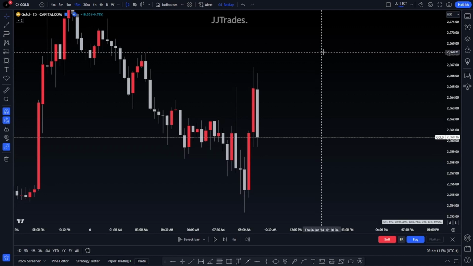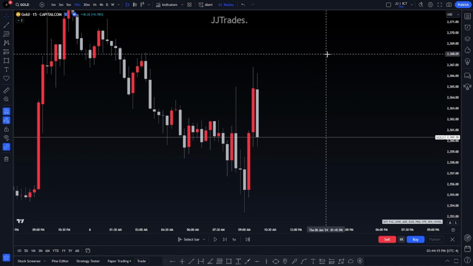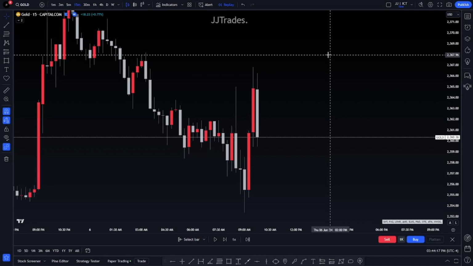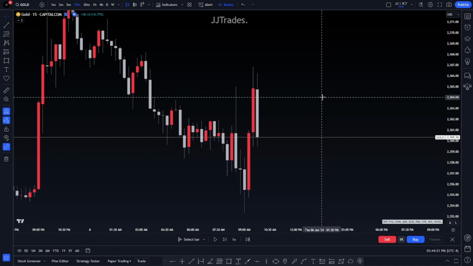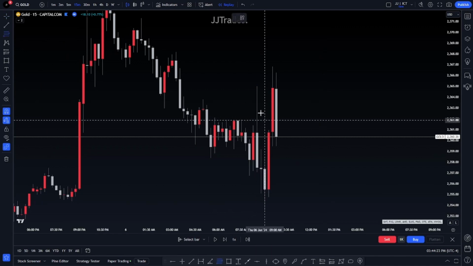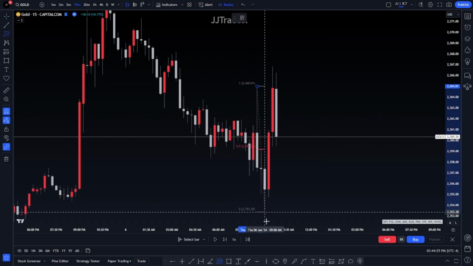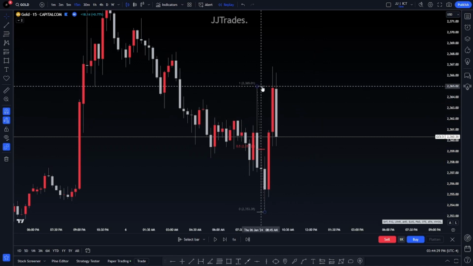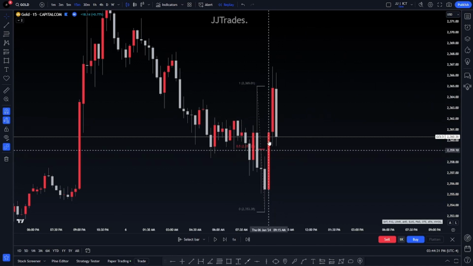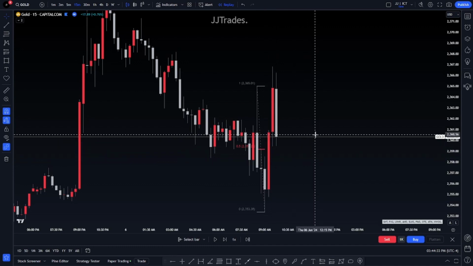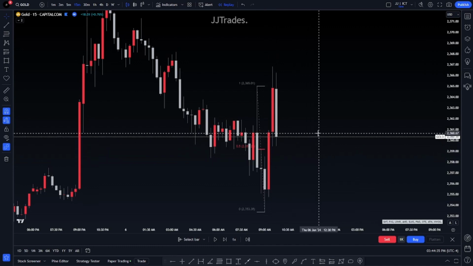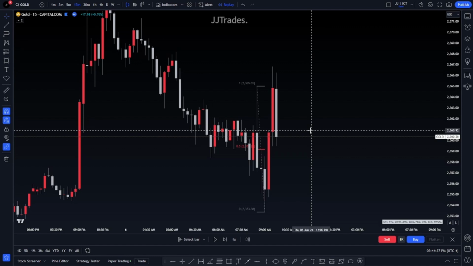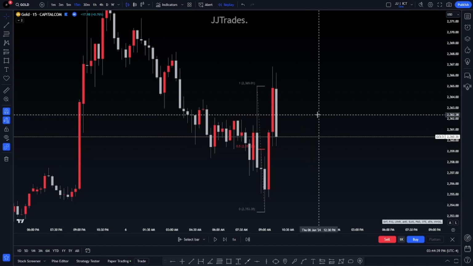Okay? Now, how do you enter off this model? You want to find a fair value gap within the range of the break of structure occurrence. So as we see here, from this high to this low, right? Which is the price leg of the break of structure, you want to find a fair value gap within that range. A bullish fair value gap in that range. Not a bearish, a bullish fair value gap, because this is a bullish break of structure.